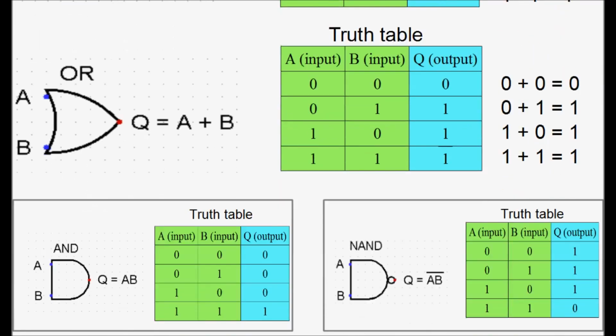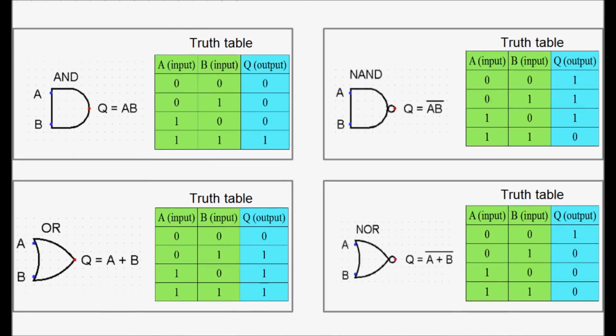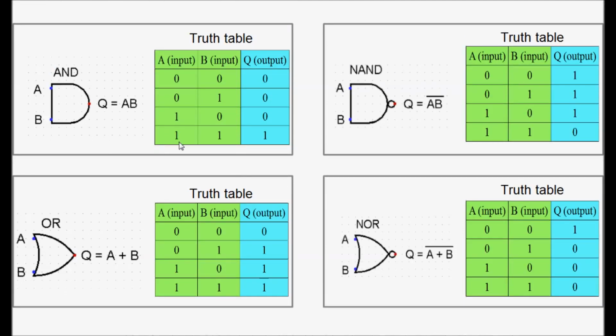Now, how to remember the truth table for NAND and NOR gates. Here we have our truth tables for AND, OR, NAND and NOR gates. And if we look at the outputs of AND and NAND gate, we can see that for AND gate, at those places where we have zeros, we have ones for NAND gate, and where we have 1 for AND gate, we have 0 for NAND gate.